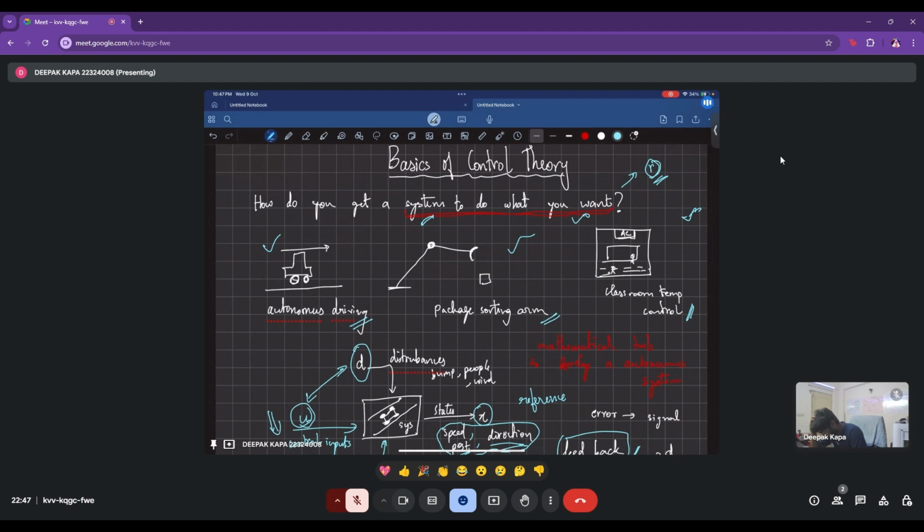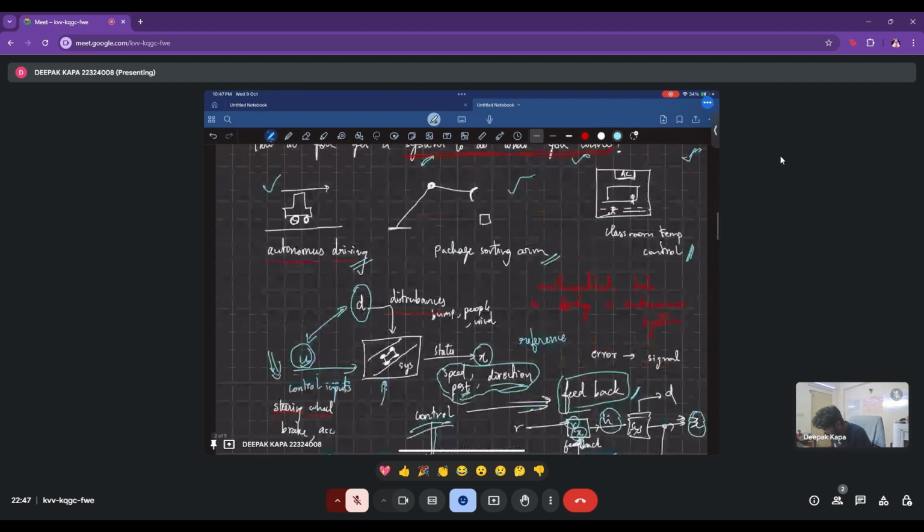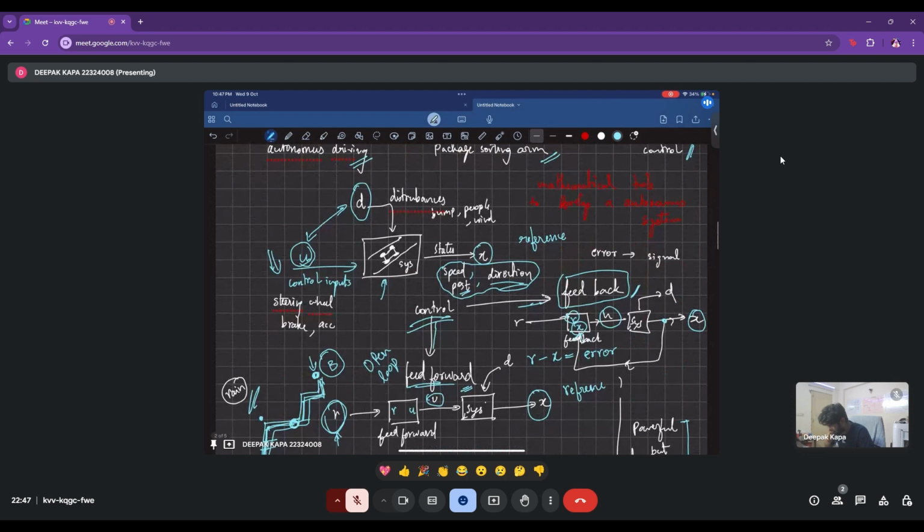So, what is control theory? Control theory basically tells us how we can get a system to do something we want it to do. It gives us the mathematical tools required to develop an autonomous system. This autonomous system can be an automatically driving car, a packet sorting arm, or the temperature control in a classroom via an AC. So how do we model a system in terms of control theory?